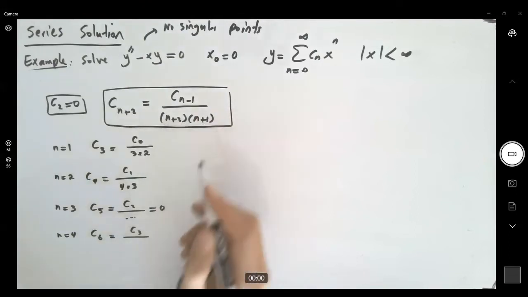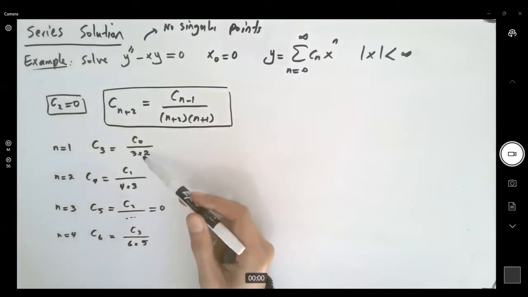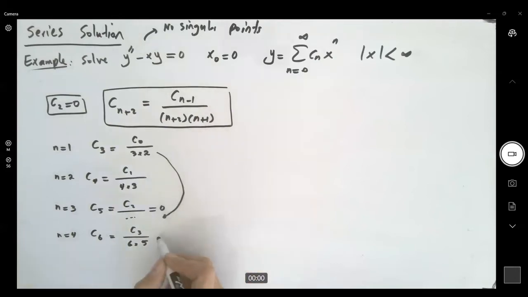6 times 5. And then what do we have? We know that C sub 3 is C sub 0 divided by 3 times 2. So it becomes C sub 0 divided by 6 times 5 times 3 times 2.